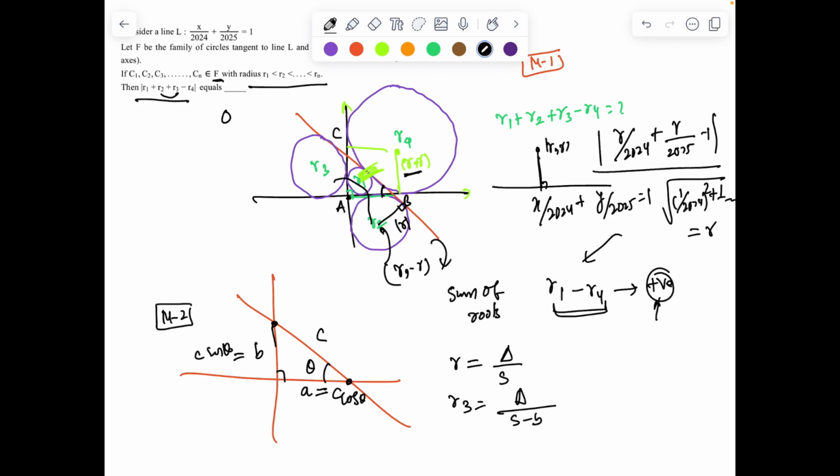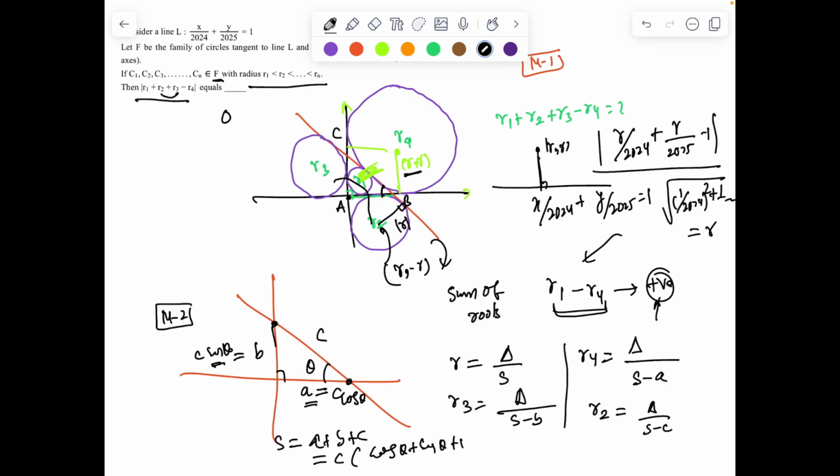R3 is delta by s minus b from the solutions of triangle. R4 is delta by s minus a, and R2 is delta by s minus c. Right. So now you can put the semi-perimeter, instead of a plus b plus c, as C times cos theta plus sin theta plus 1. And if you plug all these values, again you can show the sum of radii is going to be R4.